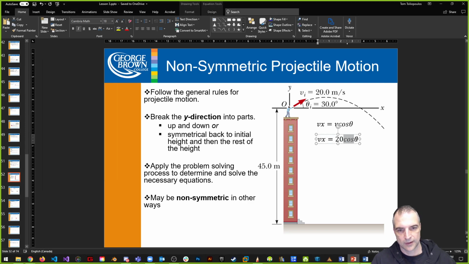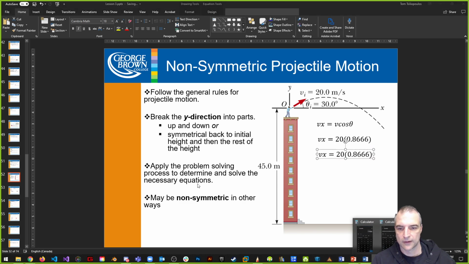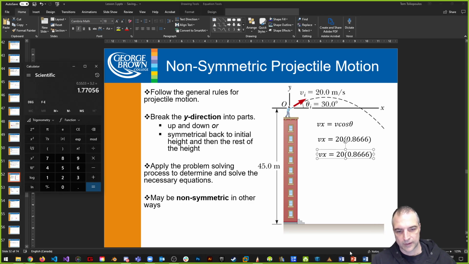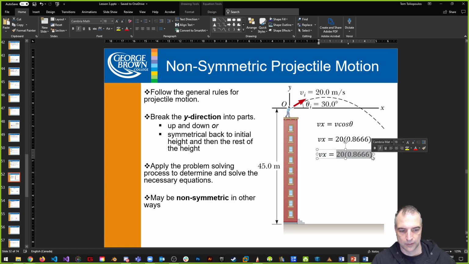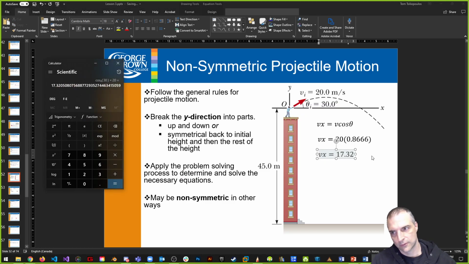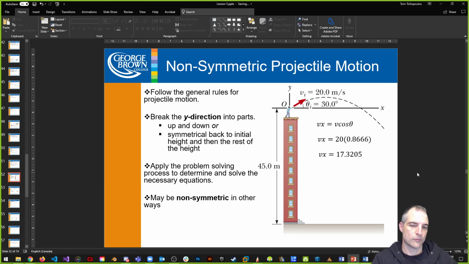So this is times 0.866. And therefore my velocity across the x-axis, if I was going to break it down by components, is this one multiplied by 20, which works out to be 17.32, 17.3205. Sure.